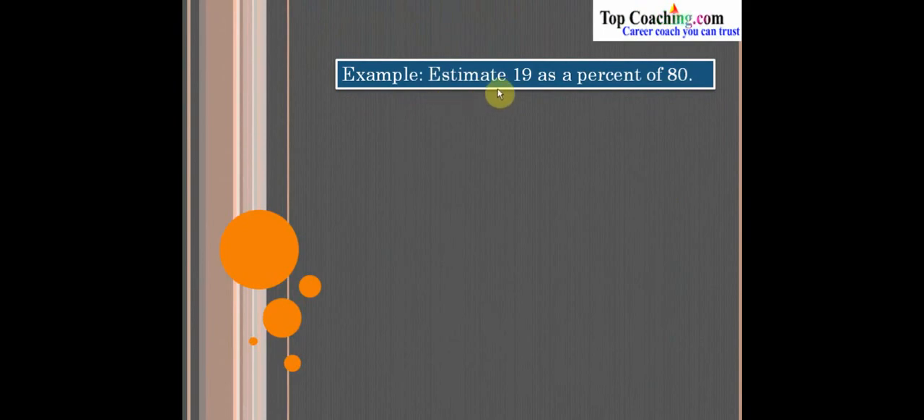Example: estimate 19 as a percent of 80. We do not have to find the exact value, but we have to estimate. Now how to do that? 19 by 80 is approximately equal to 20 by 80. Though this is not equal to 19 by 80, it would be approximately equal to 20 by 80.